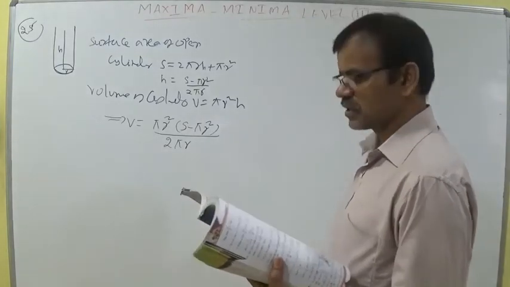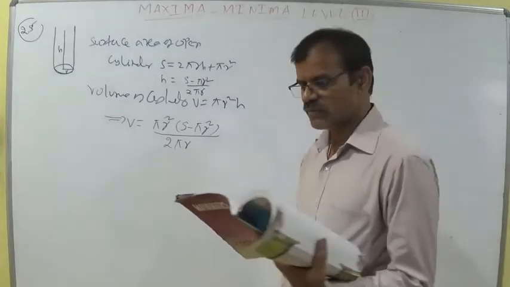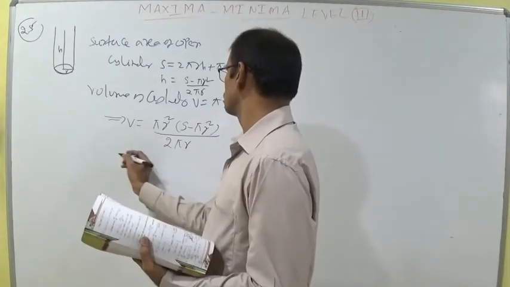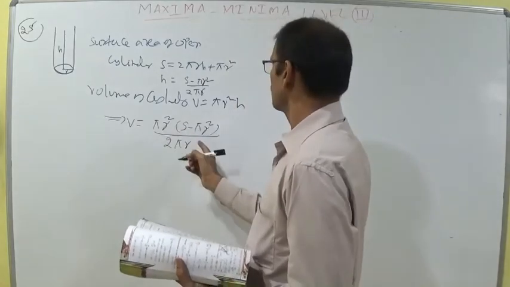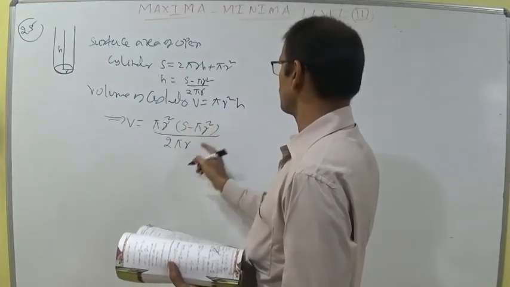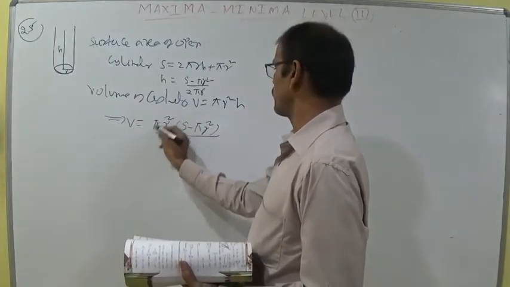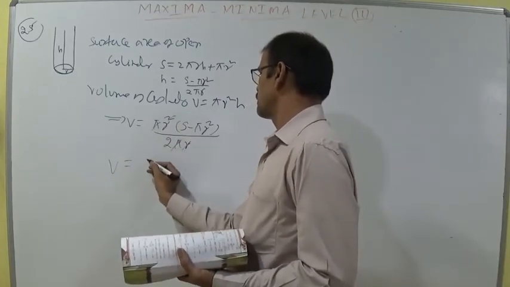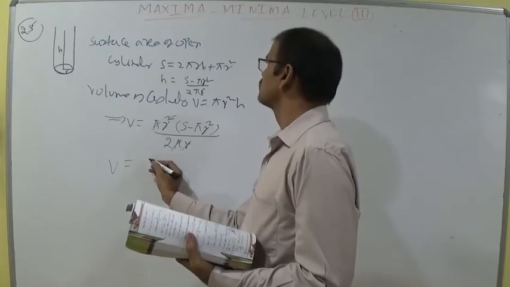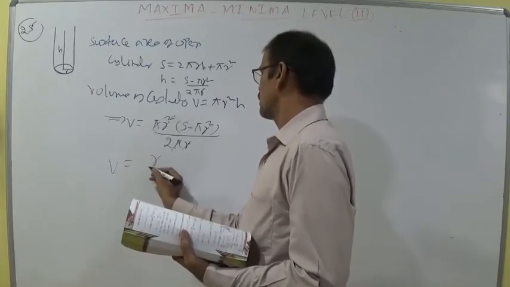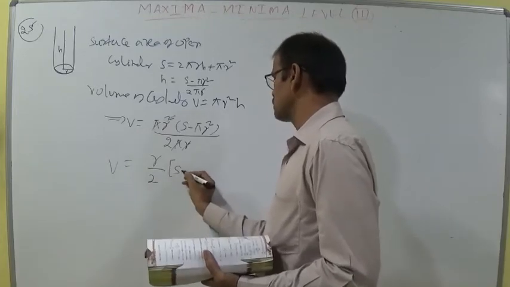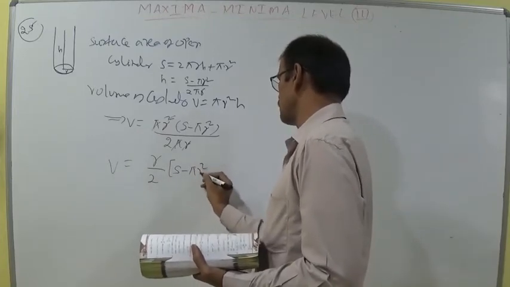Now we should calculate the volume of the cylinder. So V is equal to pi r square, let us get cancelled. Here I am writing pi r square into 2 pi r, which I had written. Pi and pi get cancelled, r gets cancelled. I am writing here r into r by 2 into s minus pi r square.